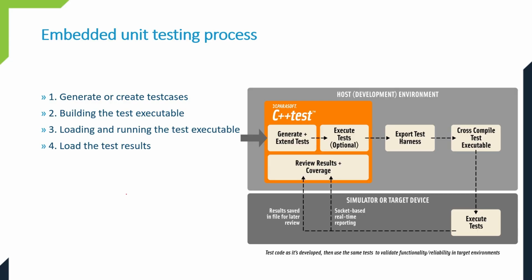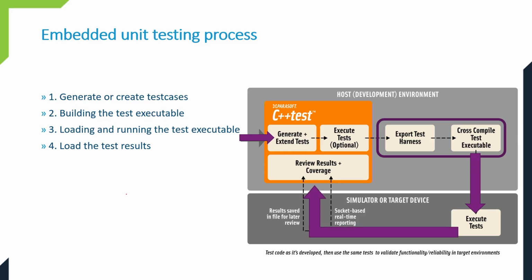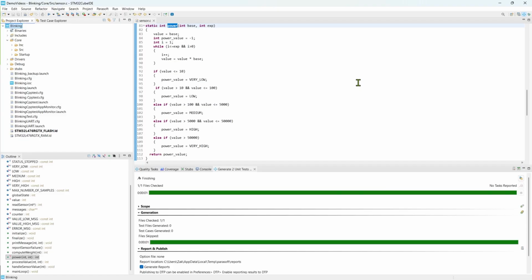Okay. And the process of target unit testing mainly consists of this. I will generate or create test cases. Then we will build the test executable using the cross compiler. We will load the test executable on the target using a debugger, and then we will get back a result on the host machine. We will load them in the C++test UI. So this is the C++test UI.